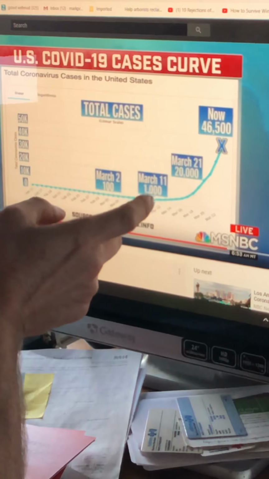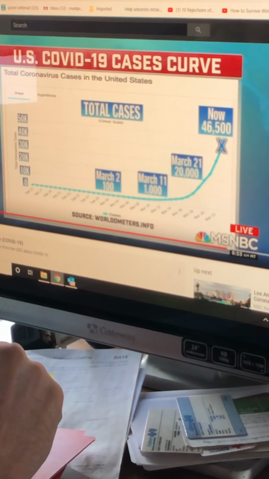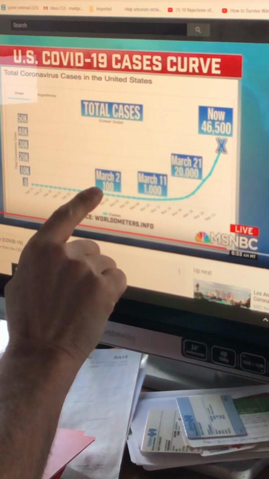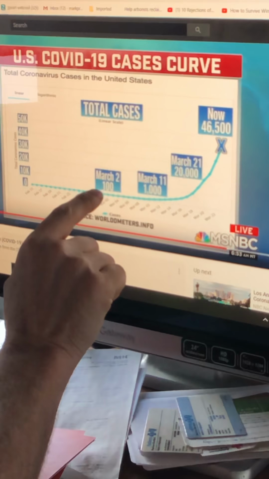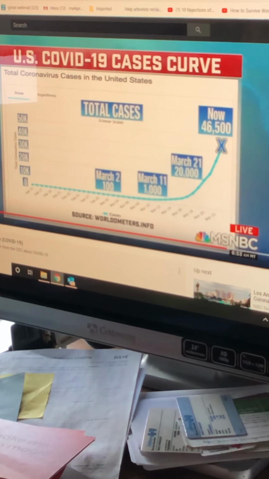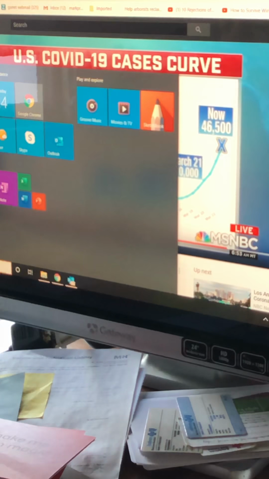Because as the doctors say, the mortality rate for people who have this disease is 3%. So of these 100, we would have had 3 people die. And of this 1,000, we would have had 30 people die, I believe. And then of this 20,000, that would be 60 people. And for 46,500 people, no, that's not right. Let me change that. I'm going to bring up a calculator real quick and do this properly, because I'm talking out my ass here for a minute.